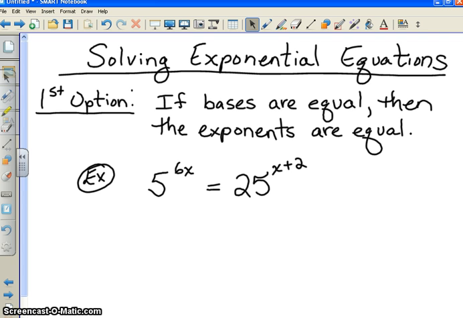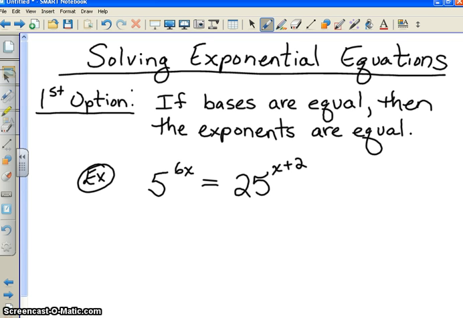Now many people fall into the trap here of saying, oh, let me just square the left side of this. But no. Because remember, with our power to power rule, the only thing that would get squared here is the 6x. The squared doesn't touch the base. So it would remain 5 to the 12x. So instead of squaring the left side, we can substitute in a value for 25. You've already recognized that 5 squared is 25.